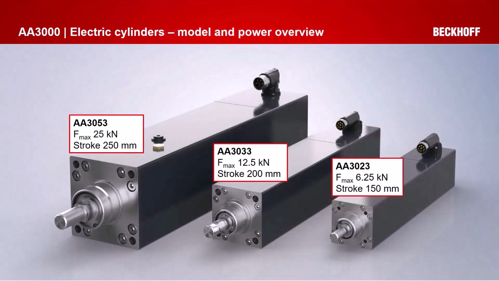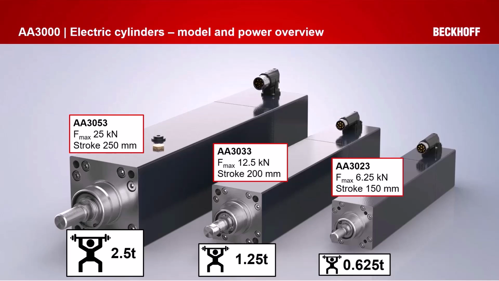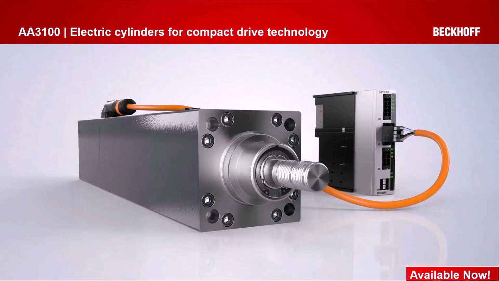Very, very powerful units. So 25 kilonewtons, 12.5 kilonewtons, and 6.25 kilonewtons, different stroke lengths all the way up to 250 millimeters. So what does this mean? Is you can pick up 2.5 tons with these cylinders, and they're very, very robust. So much that we even incorporated into our 48 volt technology as well.